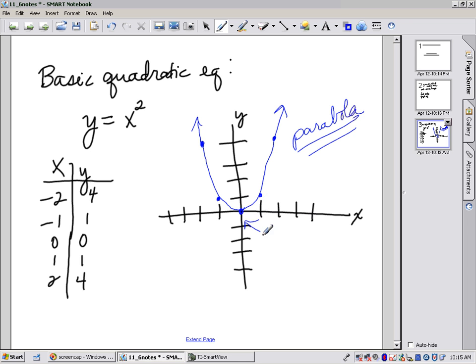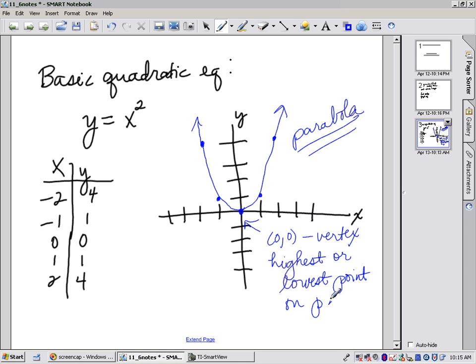Now that point (0, 0), in this case, is called the vertex of the parabola. The vertex is either the highest or lowest point on the parabola. Okay, so if you remember that form I gave you, y is equal to a times (x minus h) squared plus k, what happens when we change those values of h and k and a? So let's look at that right now.